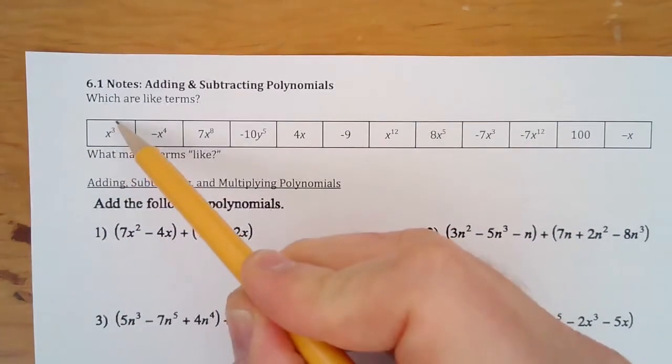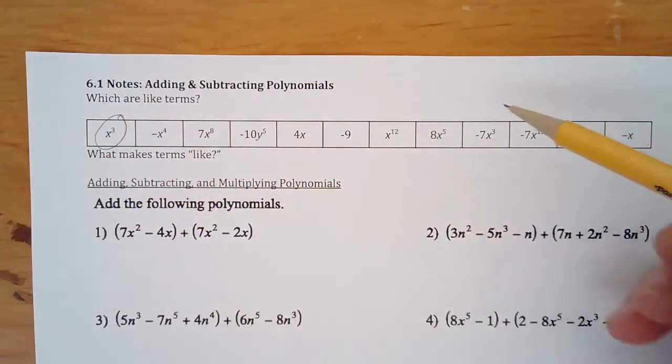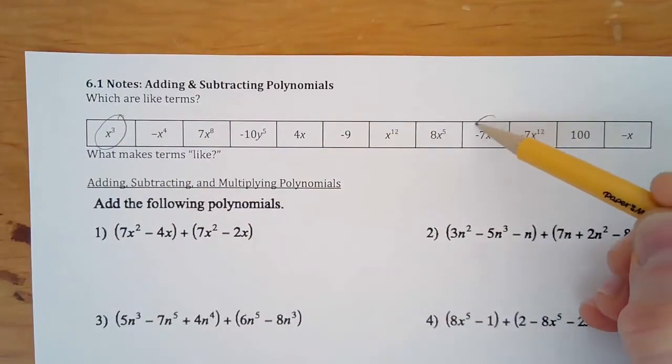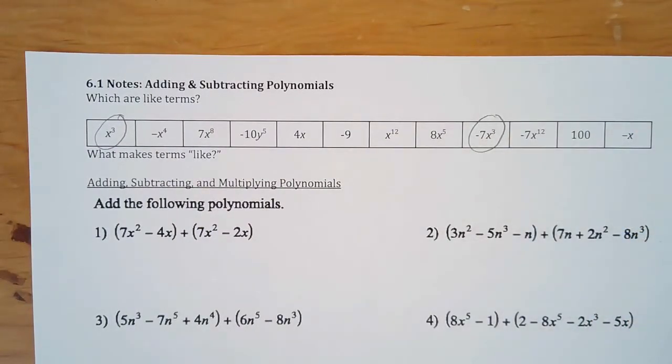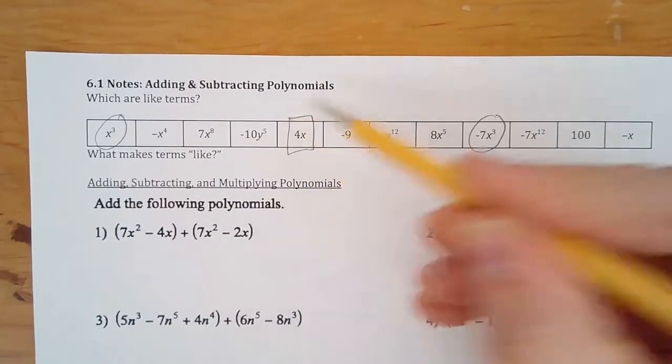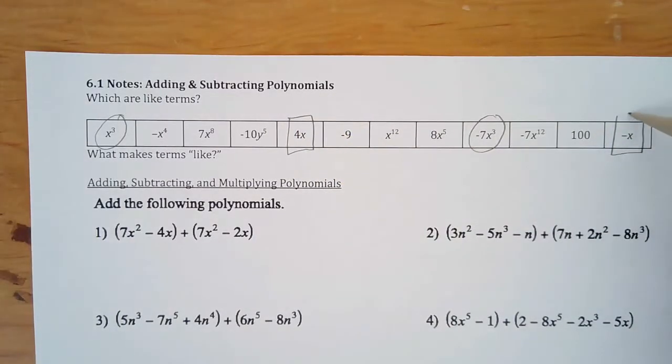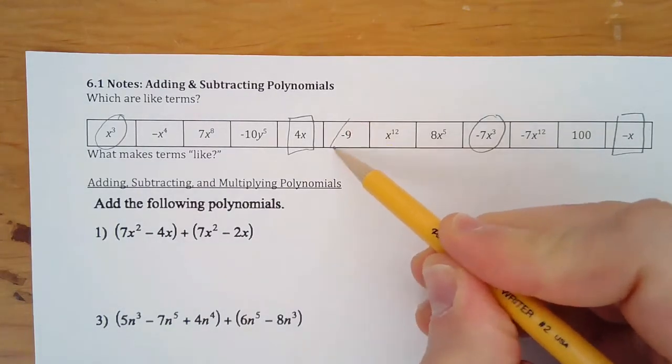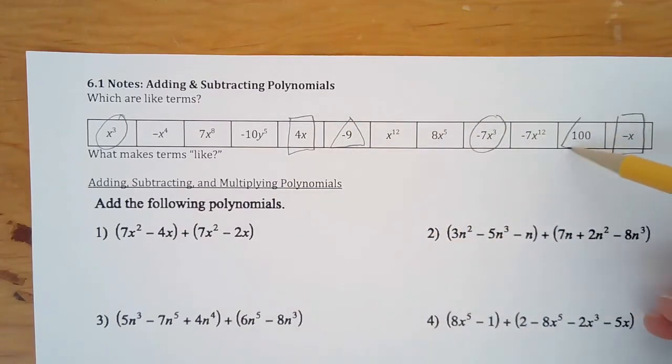So, for example, x to the third is like negative 7x to the third. And 4x is like negative x. They both have an exponent of 1, right? I don't write it down, but they have an exponent of 1. Also, constants. All constants are like terms. So we have this negative 9 here. That is like 100.